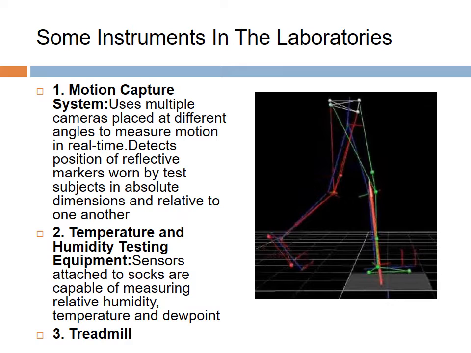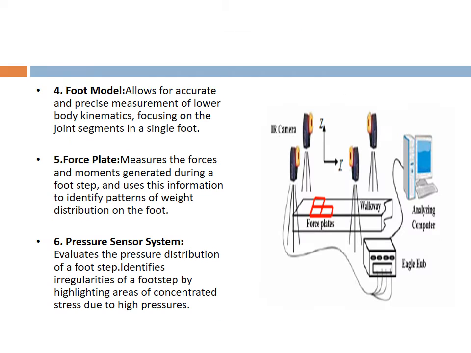2. Temperature and humidity testing equipment. Sensors attached to socks are capable of measuring relative humidity, temperature, and dew points. 3. Treadmill. 4. Foot model. Allows for accurate and precise measurement of lower body kinematics, focusing on the joint segments in a single foot.